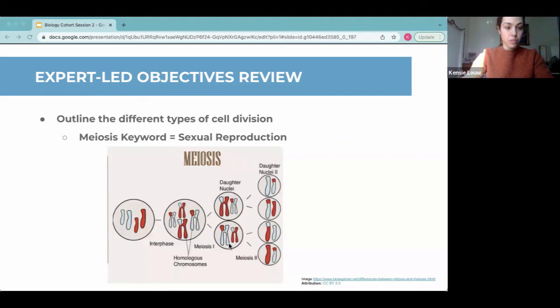And then you have another splitting where the chromosome pairs split again, so that there's no longer pairs, and each chromosome is just singular. And these are called, again, haploid cells, because there's only half of each pair of chromosomes, so only 23 chromosomes.